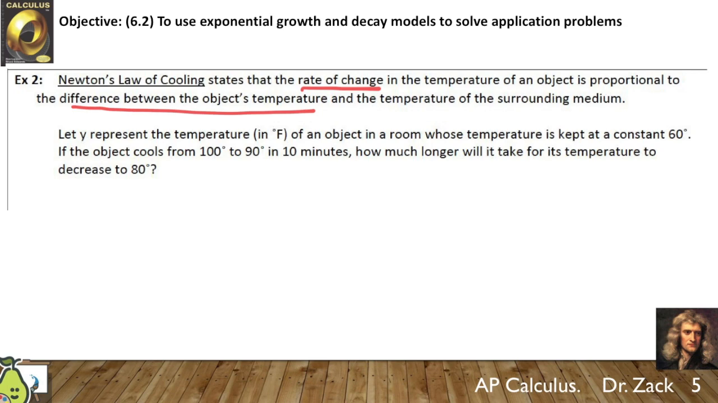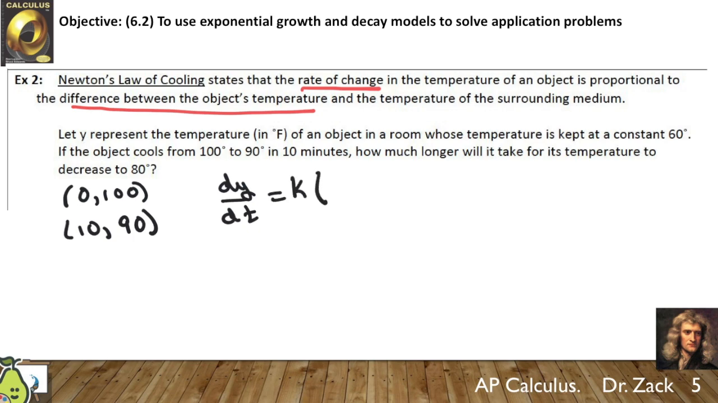So start by writing the 2 points that were given to you. Those 2 points, of course, are going to be 0 with 100, and 10 minutes later, it's 90 degrees. So the equation, dy/dt is proportional, so here's your k value, to what's it proportional to? The object's temperature, which is y, and the temperature in the surrounding medium. We want the difference between those, and in our room, it is currently 60 degrees. So we have our equation written.